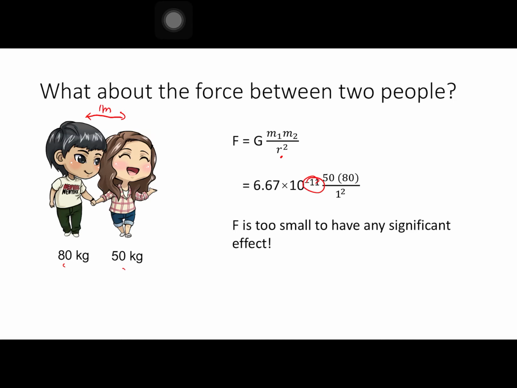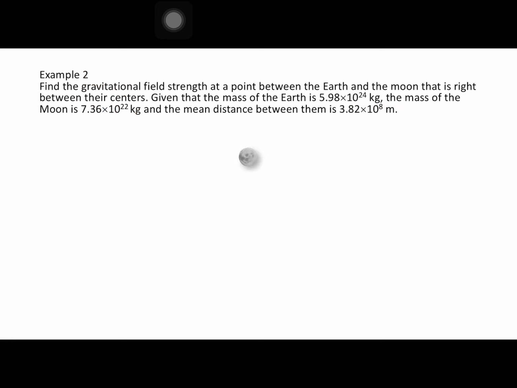But if it's between a planet and a person, so if one of these is me, but this is the mass of the planet, which is very, very big, right? If it's for Earth, say it's about 10 to the power of 24, something like that, then it becomes significant. Okay, so pause here and try example 2.